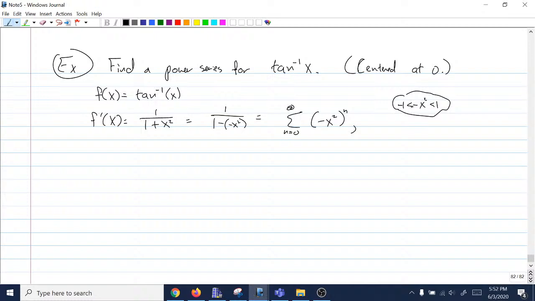Well, this is positive. Being bigger than negative 1 is irrelevant. Wait, no, it's negative, so being less than 1 is irrelevant. You get x squared less than 1. That's going to be x is between negative 1 and 1. So I'm able to come up with a power series expansion for f prime of x. I'd probably like to clean that up a little bit. That's going to be negative 1 to the n, x to the 2n, is the derivative of that tangent inverse.